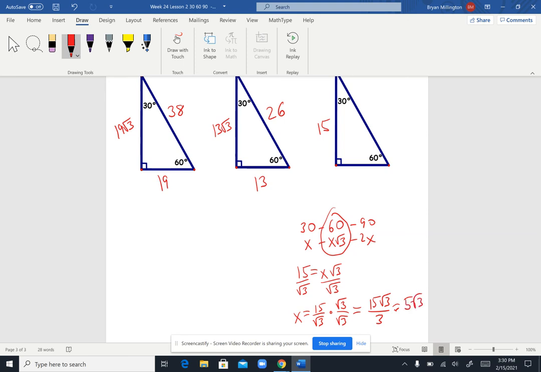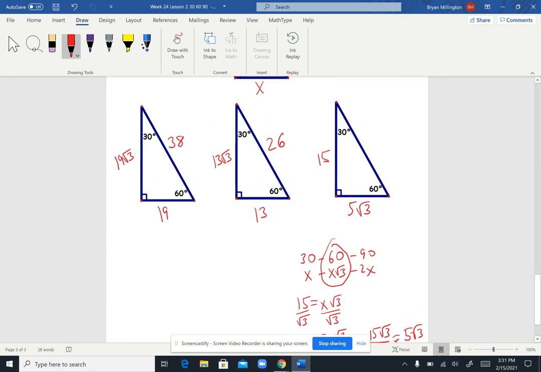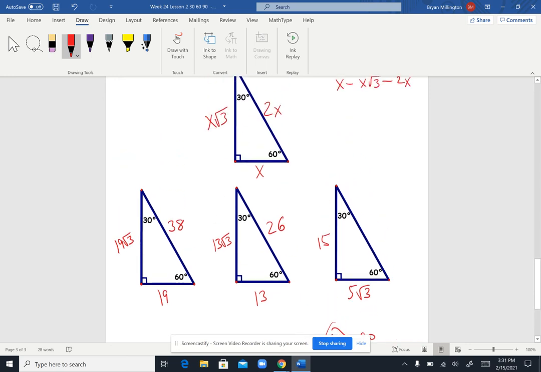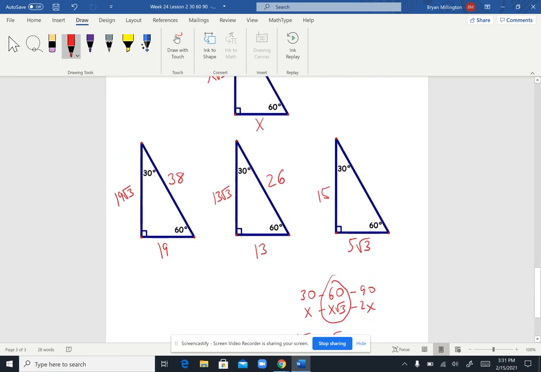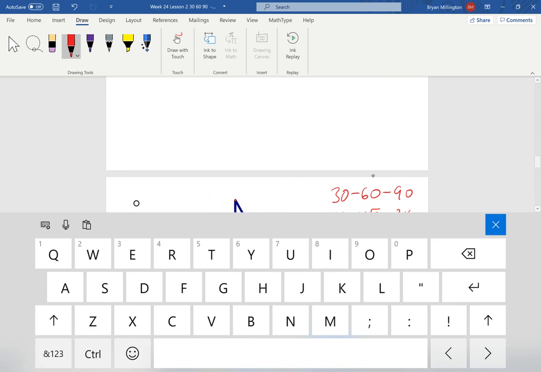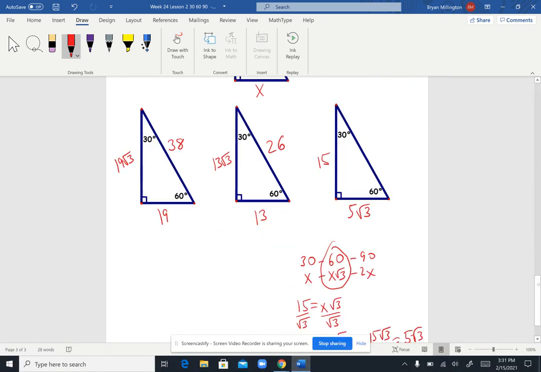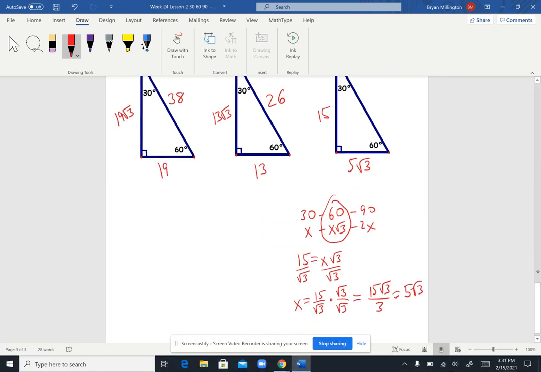So we've got that 5 root 3. That's what x equals. X equals 5 root 3. So that's this side over here, 5 root 3. And then the side that's across from the hypotenuse is always double whatever that is. So if you double 5 root 3, you're going to end up with 10 root 3.